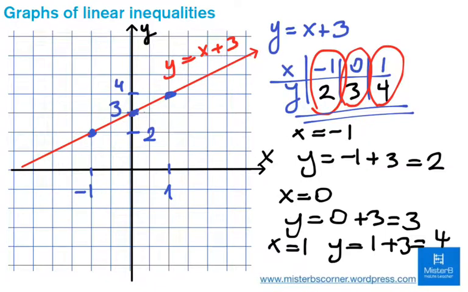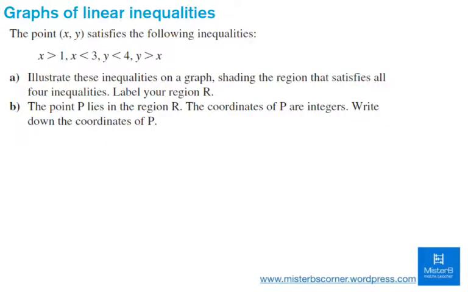Now, it says the point (x, y) satisfies the following inequalities: x is greater than 1, x is less than 3, y is less than 4, y is greater than x. In part A, it says, illustrate these inequalities on a graph, shading the region that satisfies all 4 inequalities, and label your region R.